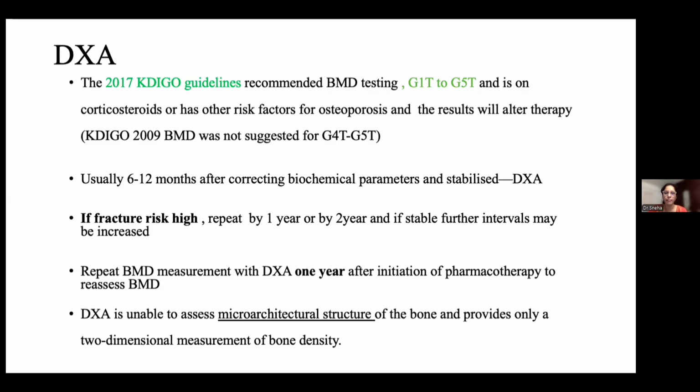Once we have a baseline BMD assessment around 3 months, then go for the correction and stabilization of the biochemical parameters. That is the first and foremost thing to be done. After that, you can repeat the DXA scan 6 to 12 months later. If the fracture risk is high and the patient is not started on treatment, close monitoring of the BMD is needed, at least yearly. If the fracture risk is not that high, you can increase the interval to maybe every 2 years, and with further stabilization, increase the interval further. If the patient is started on anti-osteoporotic pharmacotherapy, we need at least 1 year before a repeat DXA scan to assess the BMD status.